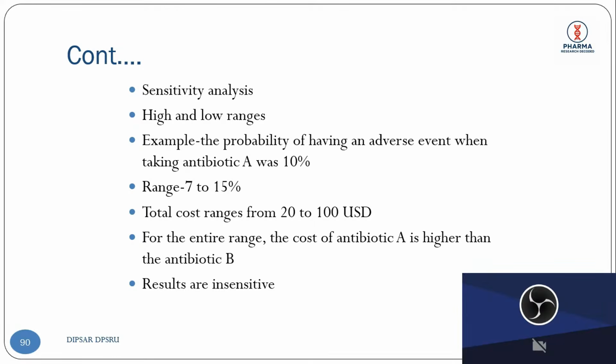When we talk about all these things, we talk about sensitivity analysis as well, where we are checking the outcomes across high and low ranges. Example, the probability of having an adverse event when taking antibiotic A was 10%. You have to see with the range whether your model is giving the result accurately or not. Total cost ranges, you can change the cost for the entire range. The cost of antibiotic A should be higher than the cost of antibiotic B. It should not be changed, right?